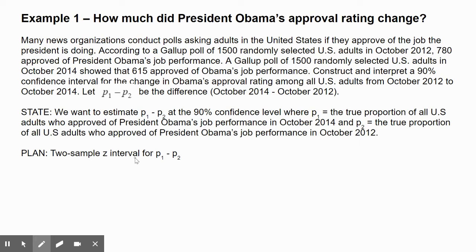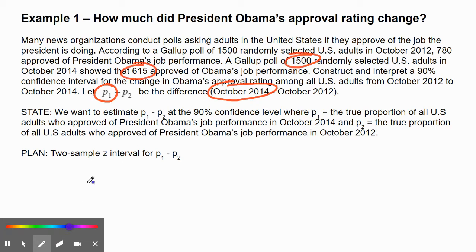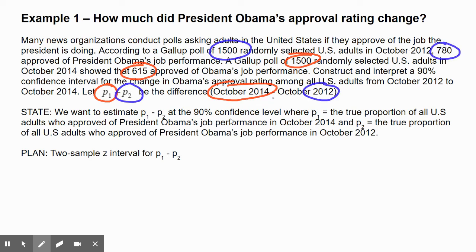Let P1 minus P2 be the difference, October 2014 minus October 2012. Because you have two sets of data, understand that the ones are going to be the 2014 data, which is actually the second set of numbers: 1,500 and 615. The twos are going to be the 2012 data, which is the first set: 1,500 and 780.